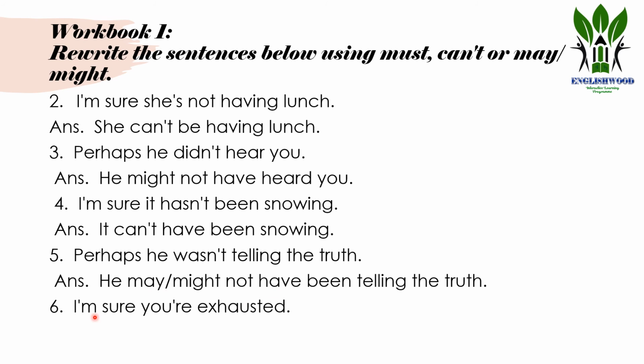Similarly, I'm sure you're exhausted. So I'm sure is must. Okay. You are exhausted. It says must. You are means be. Is or are means be. Okay. So be plus passive form here. All right. So be is used in three different ways: be plus verb ing, be plus noun, and be plus verb 3. Now this one is the next structure. So you must be exhausted.